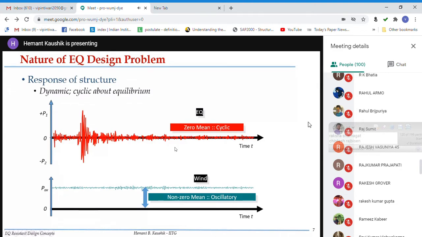You can see here that the structure responds with zero mean. Of course, the cyclic response is there, but the mean is zero. So it responds about this zero line, about this mean line. But during wind loading, the structure again responds in an oscillatory cyclic manner, but the mean is not zero. It is a non-zero mean.